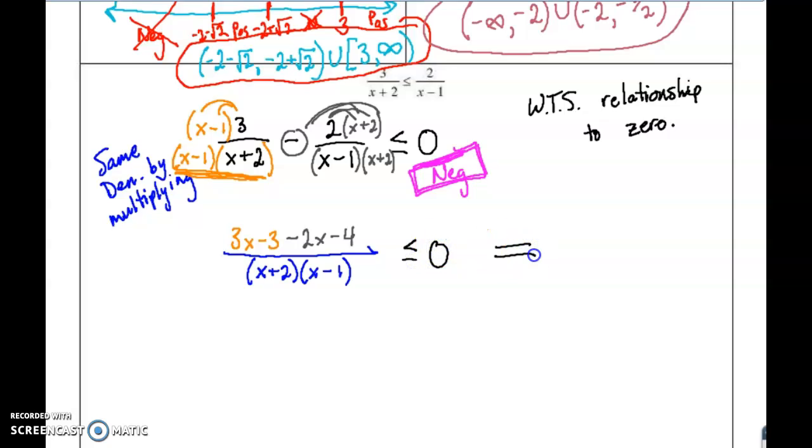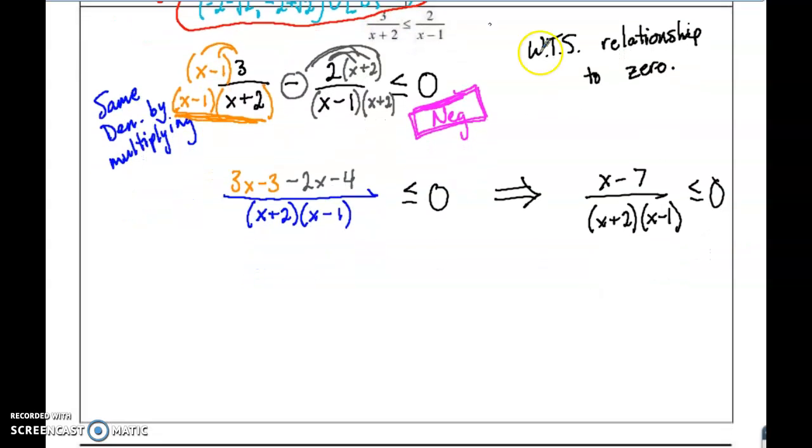Well, let me rewrite this. I can simplify 3x minus 2x is 1x. Negative 3 minus 4 is negative 7. And now it's just like the previous problems we've been working on. So I'll switch back to a brighter color where we have negative 2 for my sign chart, positive 1, positive 7, negative 2, 1, and 7. This is my number line, by the way.